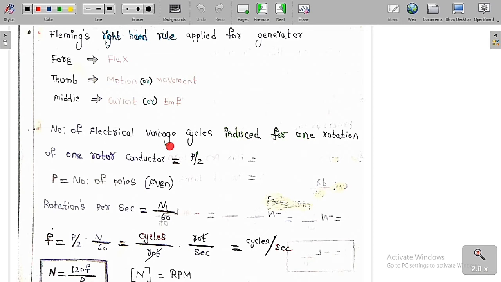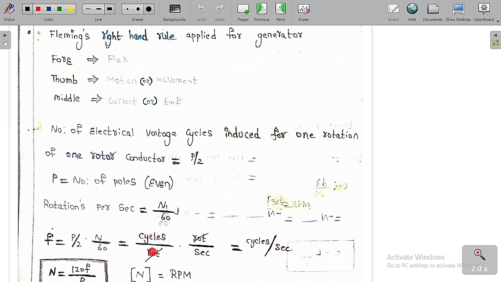The number of electrical voltage cycles induced for one rotation of one rotor conductor is equal to P by 2, where P is the number of poles, which is always an even number, and the number of rotations per second is equal to N by 60. I have already told this important point. Then the frequency is the multiplication of these two things: P by 2 into N by 60, which is cycles per rotation into rotations per second. The rotations get cancelled, and finally we get cycles per second. So the frequency unit is the number of cycles per 1 second, or simply hertz.